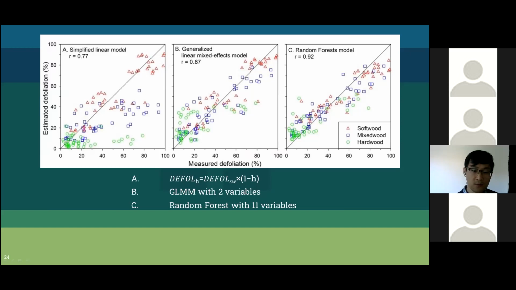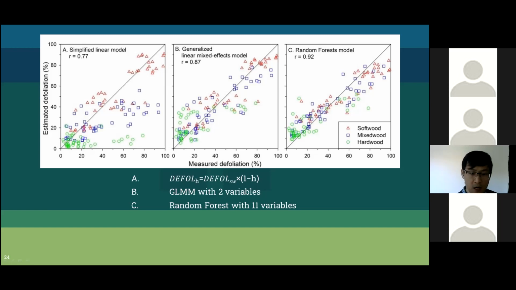So we use this to build a GLM model. This is the middle figure. And then we use a random forest machine learning model, and this has 11 variables. This figure you see, on the X is the measured defoliation, and on the Y is the prediction from the model.